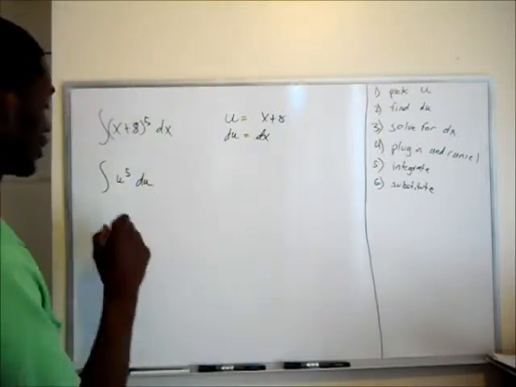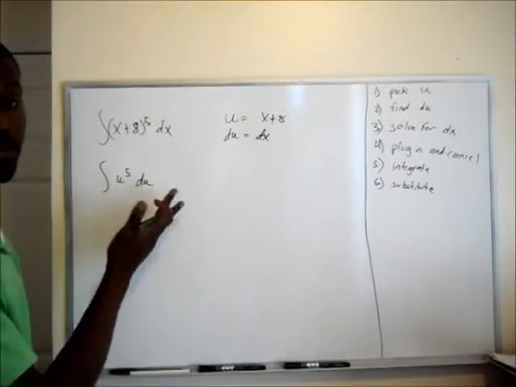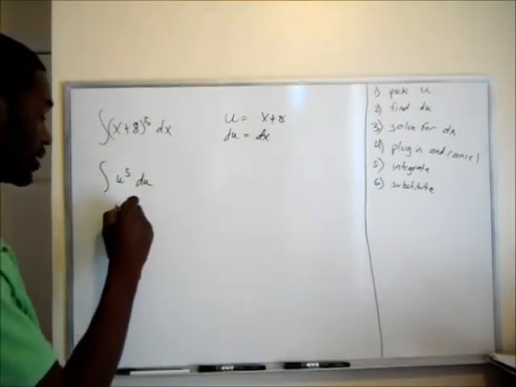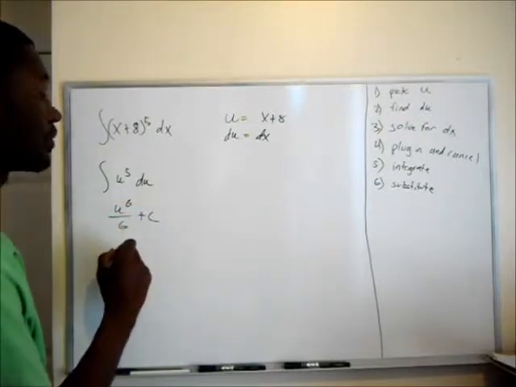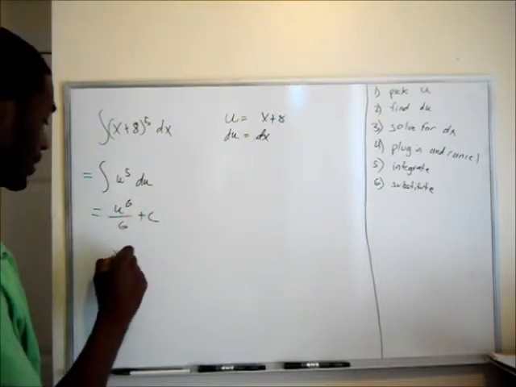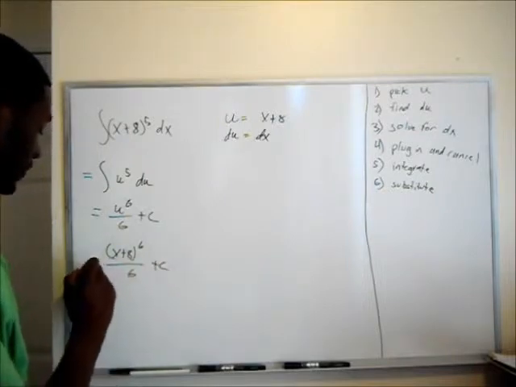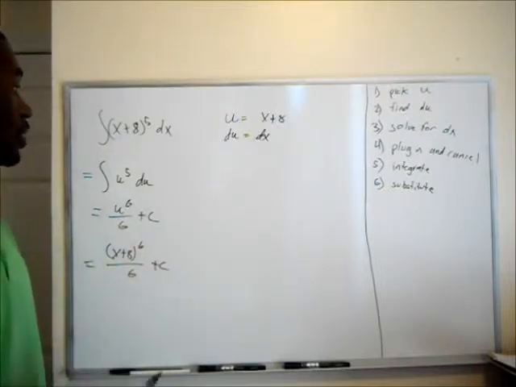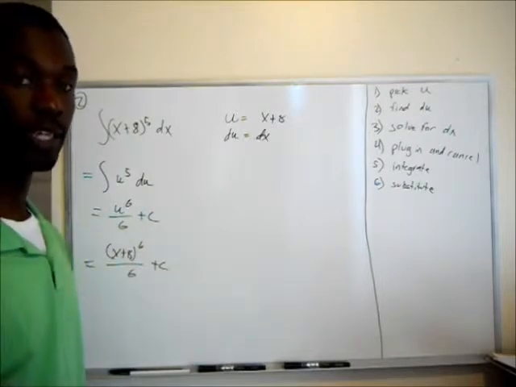Now I'm going to integrate. So now I get u. When I integrate, the exponent is 5, so I raise it to 6 over 6 plus c. So my final answer is x plus 8 to the 6 over 6 plus c. So that's number 2. Pretty straightforward. Okay, let's go on.